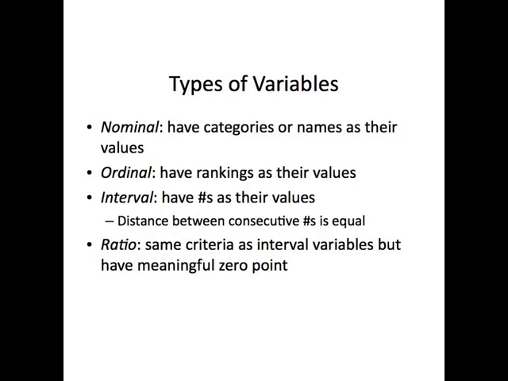Another example of nominal data is your major in college. So you can be engineering, you can be poli-sci, you can be psychology. We can't really put values on these, they're just categories. Ordinal data, on the other hand, which is also a discrete variable, are observations that have rankings.